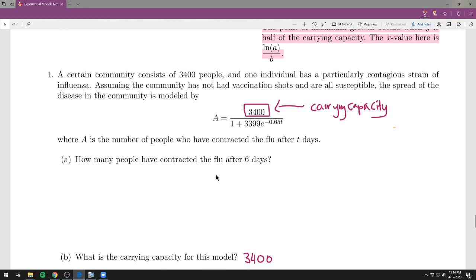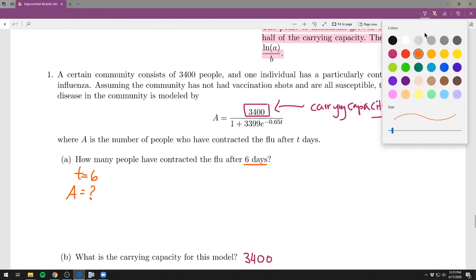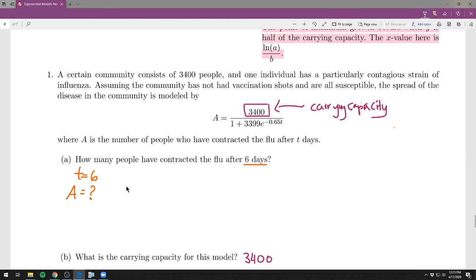Okay. So it asks how many people have contracted the flu after 6 days. So what we are told here is to use t equals 6, and what is A? You plug in t equals 6 and figure out A, because A is the number of people who have contracted the flu after t days. So we get A equals 3,400 divided by 1 plus 3,399 e to the negative 0.65 t. And we're supposed to plug in t equals 6, so let me actually do that.